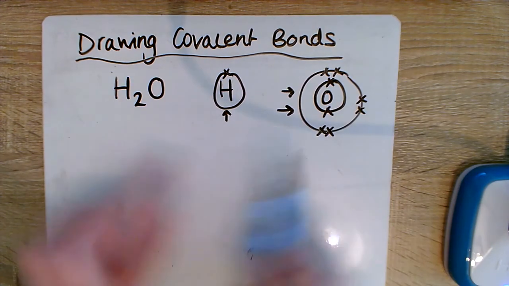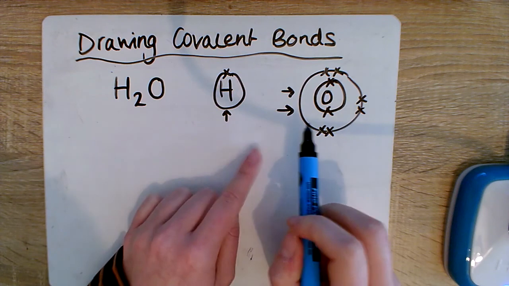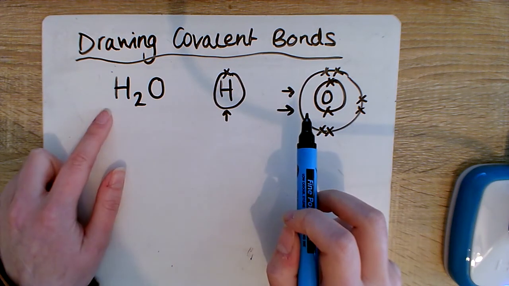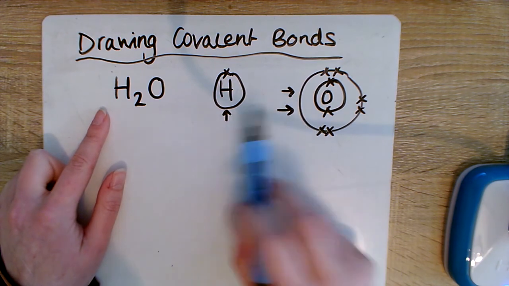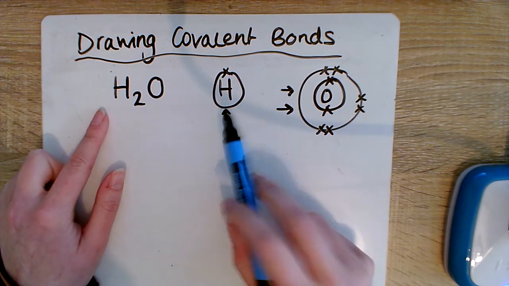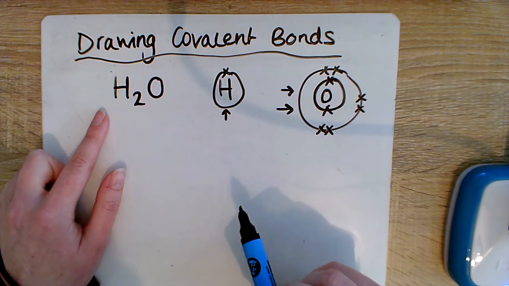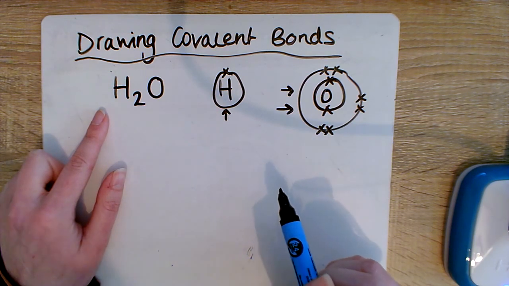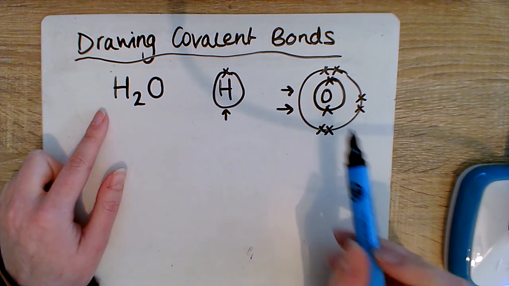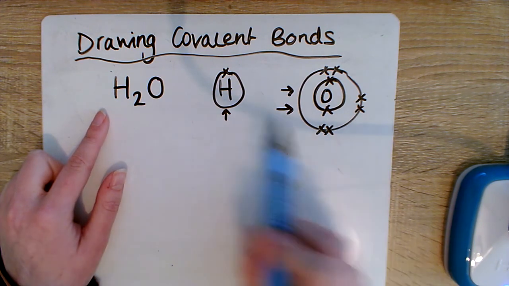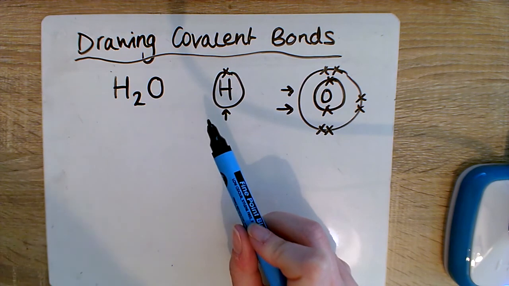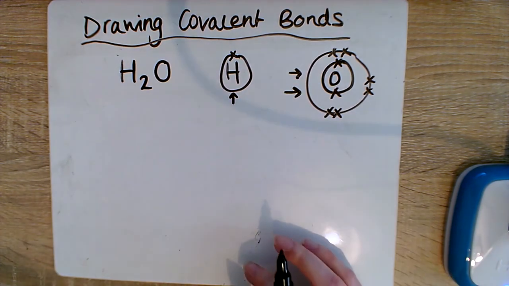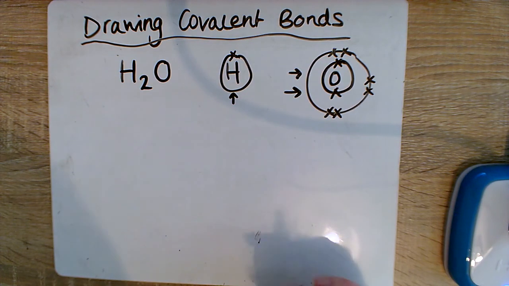So can we see how this links up to the formula? Oxygen wants 2 more electrons and we've got 2 hydrogens in the formula. So what that means is each hydrogen is going to be sharing one of its electrons with oxygen so that it can form properly. And oxygen is going to be sharing 2 of its electrons with each hydrogen, again, so that they can have a full outer shell.